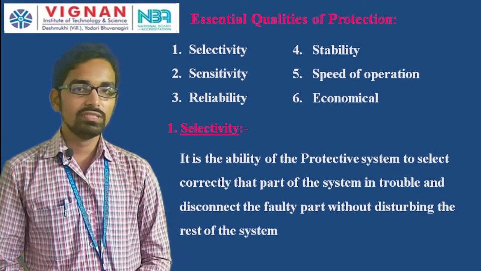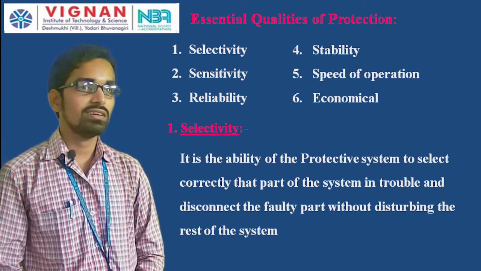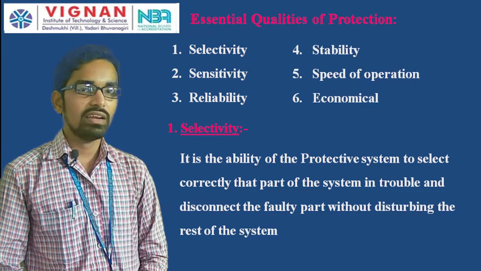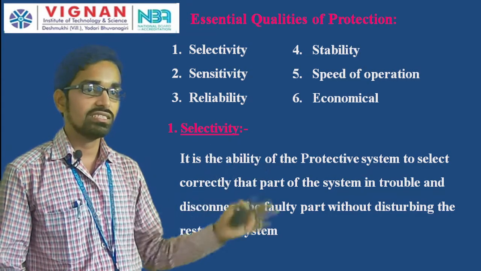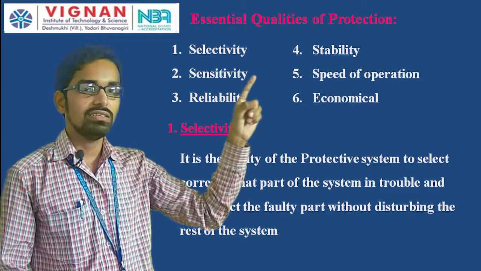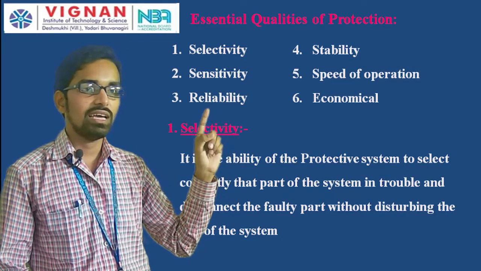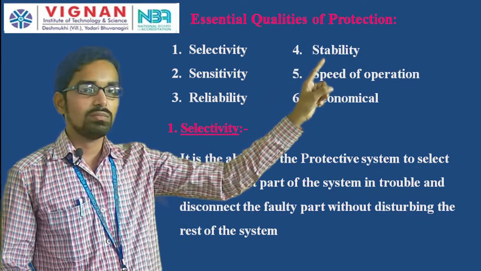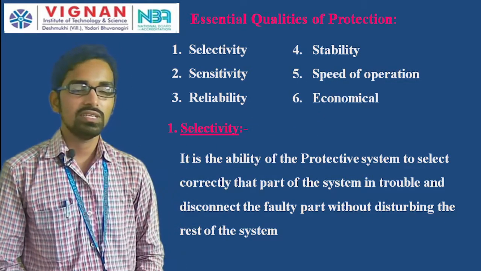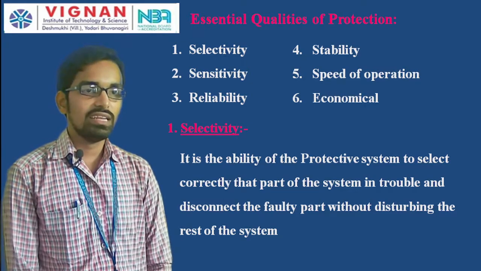Next, let us see the essential qualities of a protection system. For the protection relay, there are 6 essential qualities it must have. First is selectivity, next sensitivity, next reliability, fourth stability, fifth speed of operation, and sixth economical. Let us see the first one, selectivity.